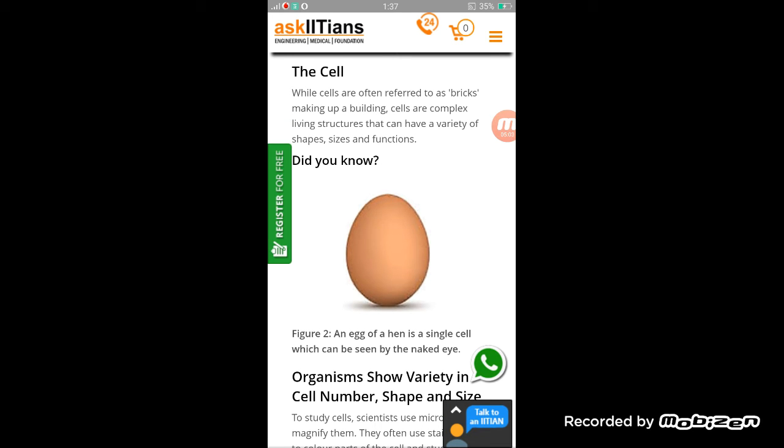Cells are often referred to as bricks because they are also referred to as the building blocks of life, and bricks make up a building. Cells are complex living structures that can have a variety of shapes, sizes and functions. So all cells have different shapes, sizes and functions according to their roles.